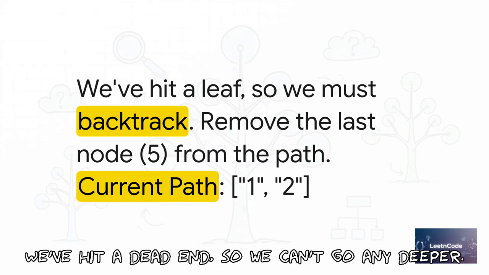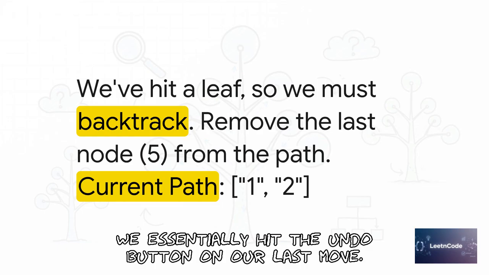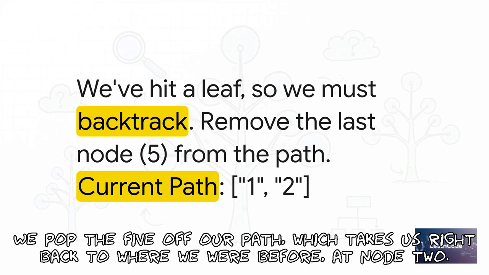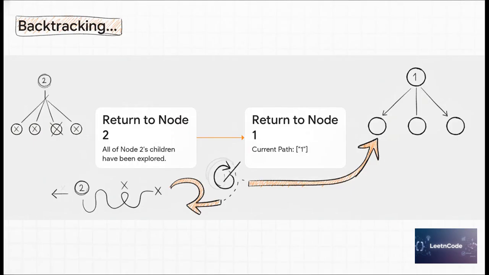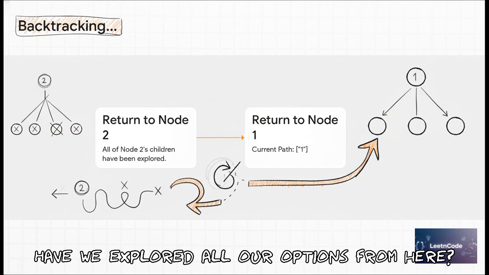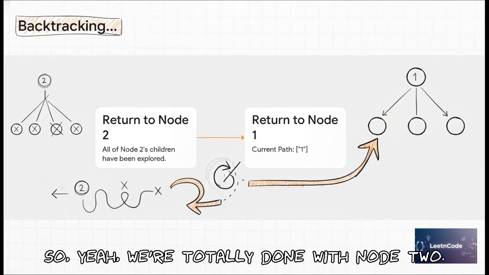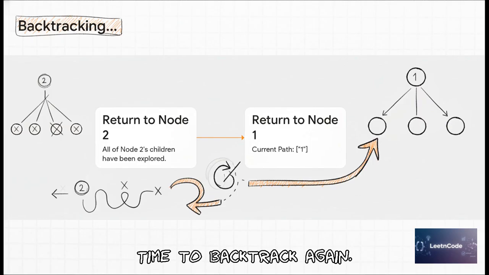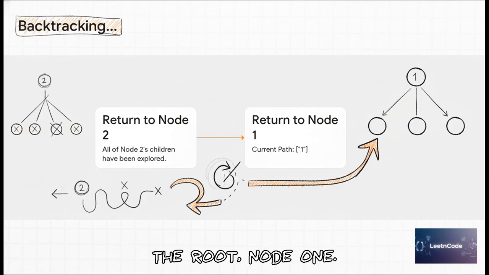Awesome. Okay, now for the most important step in this whole thing. We've hit a dead end, so we can't go any deeper. We have to backtrack. We essentially hit the undo button on our last move. We pop the 5 off our path, which takes us right back to where we were before, at node 2. So, we're back at node 2. Have we explored all our options from here? Well, we tried left. That was empty. And we just came back from the right. So, yeah, we're totally done with node 2. Time to backtrack again. We remove 2 from our path, which takes us all the way back to the last major intersection, the root, node 1.